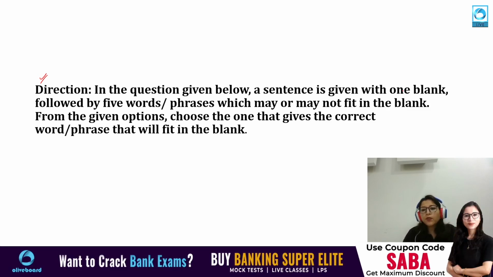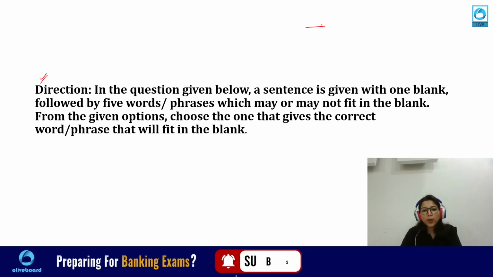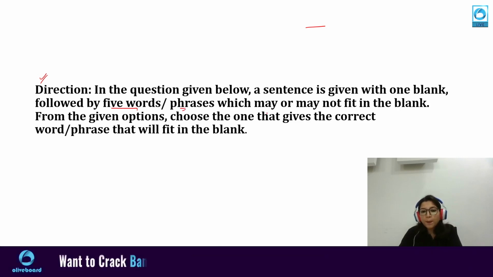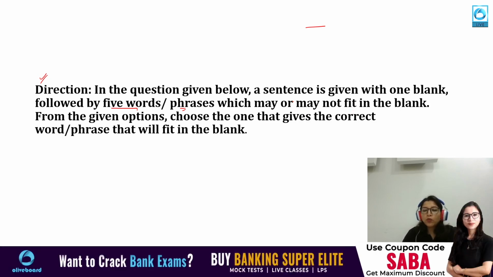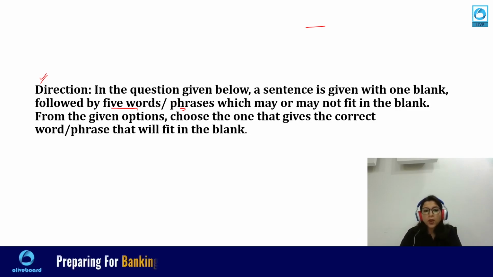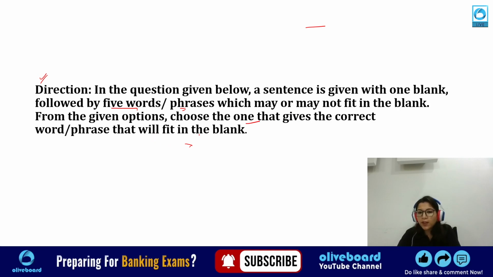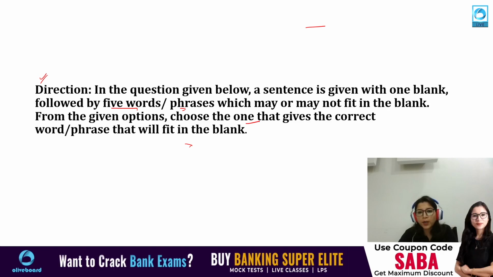A sentence is given with one blank. ये normal fill in the blanks type का है कि एक sentence होगा, एक blank होगा. Okay, followed by 5 words and phrases, और उसके बाद आपको 5 options दिए होंगे. They may be words and phrases which may and may not fit in the blank. Okay, तो वहां पर जो 5 words होंगे, out of those 5 words one can fit into the blank, and it cannot fit into the blank. So from the given options, choose the one that gives the correct word or phrase that will fit in the blank. Simple fill in the blanks type का है कि you have to choose the most appropriate one. The most appropriate one.